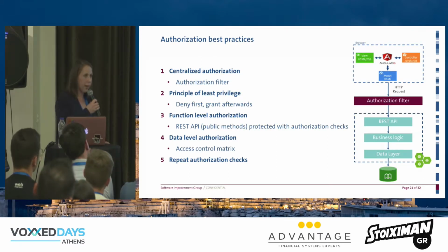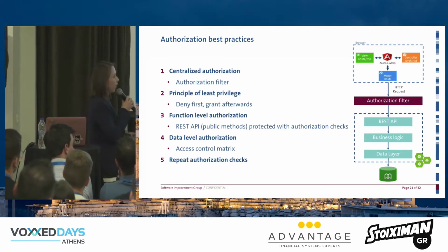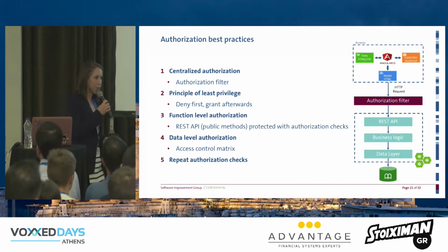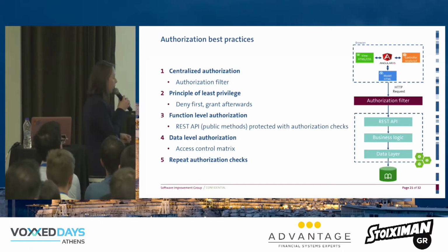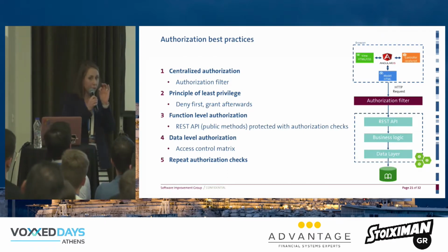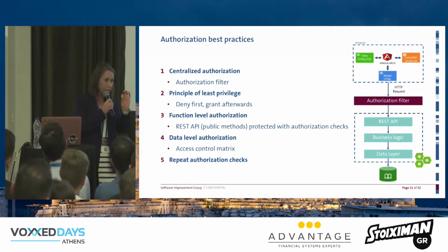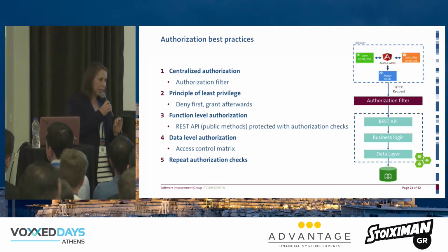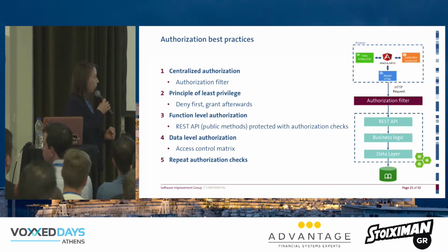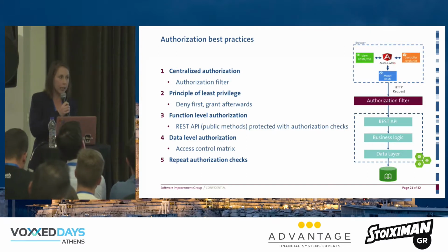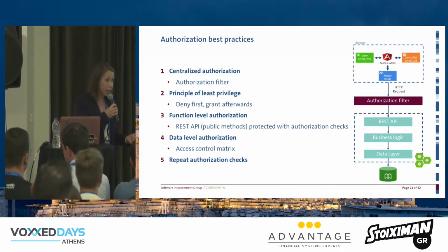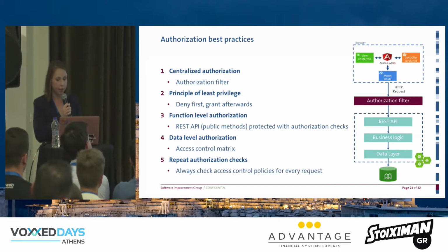Another thing that is more refined, that prevents some kinds of attacks like indirect object references, is data level authorization. If you have authorization checks for each data row you have in the database, then you have a more fine-grained access control. And of course, checking the policies once when the user logs in is not enough. So you always have to repeat your checks.